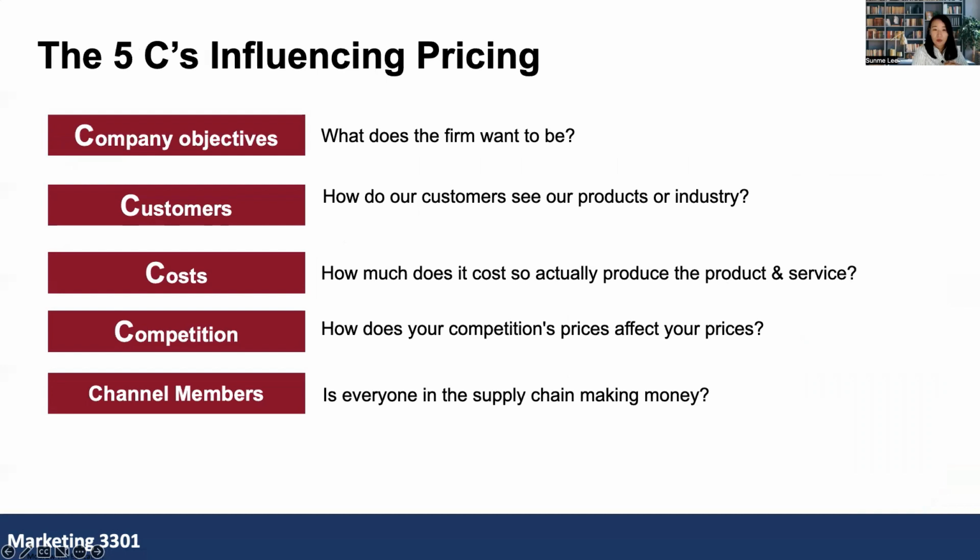Now we are going to talk about the 5 Cs influencing price. There are 5 different Cs. The first one is company objectives: mainly, what does the business want to be? The second one is customers: how do our customers see our products or the industry? The third one is cost: how much does it cost to actually produce the product and services? The fourth one is competition: how do your competitors set their prices, and how does it affect your price? And the last one is channel members: is everyone in the supply chain making money?